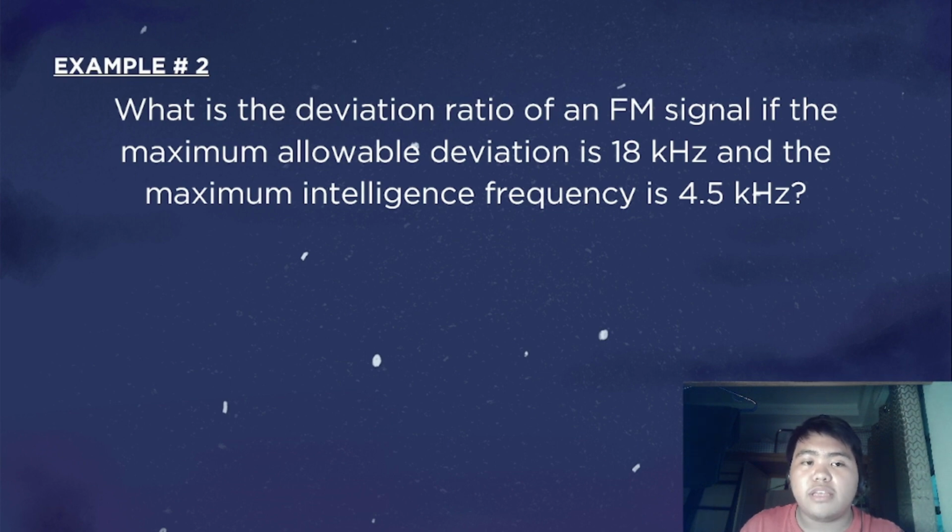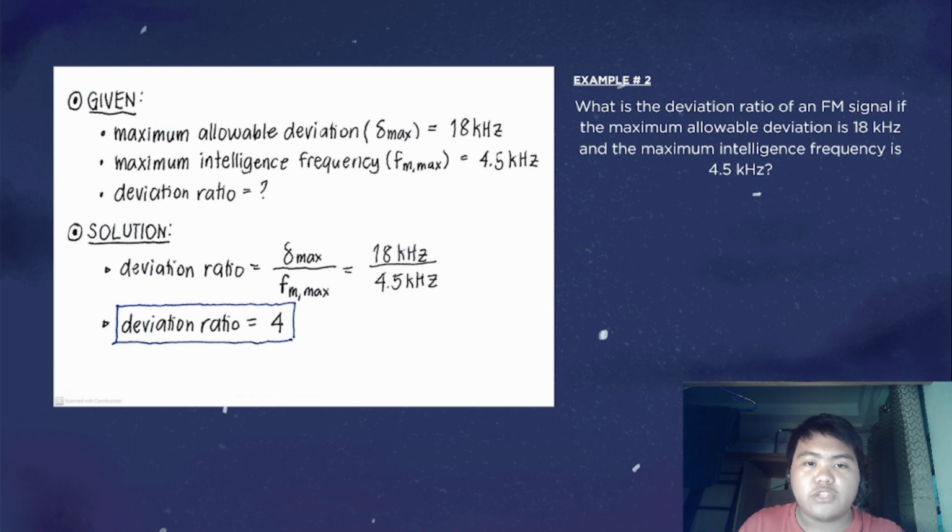So an example to this is, what is the deviation ratio of an FM signal if the maximum allowable deviation is 18 kHz and the maximum intelligence frequency is 4.5 kHz? So we have the given values, which we can express as a maximum allowable deviation of 18 kHz and a maximum intelligence frequency of 4.5 kHz. Note that the formula for deviation ratio is the maximum allowable deviation divided by the maximum intelligence frequency, which we can express as 18 kHz over 4.5 kHz. Hence, the deviation ratio of an FM signal is 4.